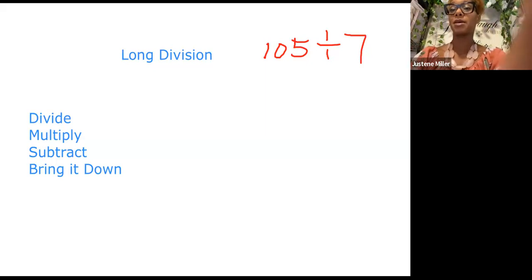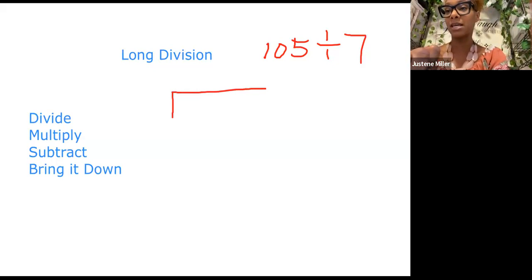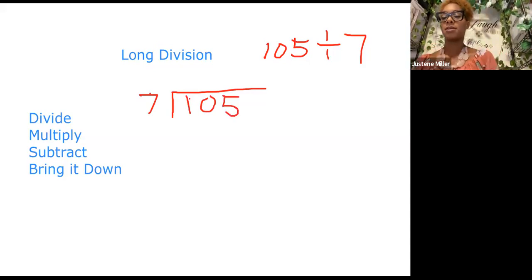So here we go. Remember, we're setting up our house. The divisor 7 is going outside the house. The dividend or total goes underneath the house. All right, let's get started. Remember, if you're still learning your sevens, like 7, 14, 21, 28, 35, 42, 49, 56, 63, 70, if those are not fluent yet for you, you can always add on the side.